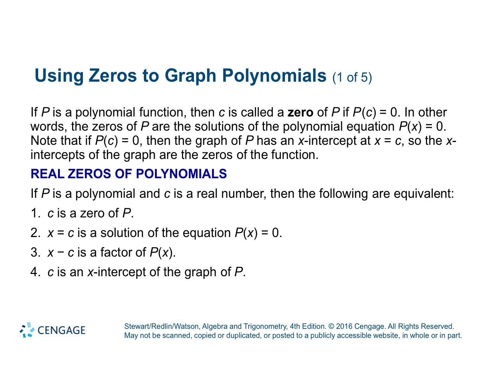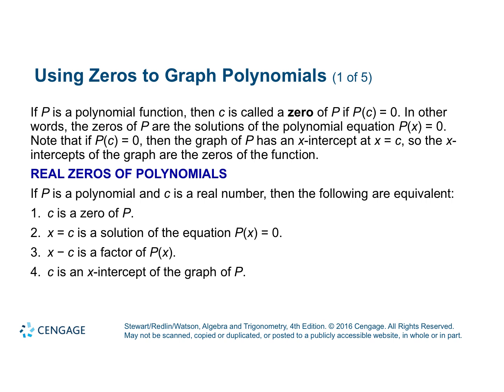So if p is a polynomial and c is a real number, then the following are equivalent. C is a zero of p. X is equal to c is a solution of the equation p of x equal to 0. X minus c is a factor of p of x. And c is an x-intercept of the graph of p. Now, as we do examples, this will make a little more sense.